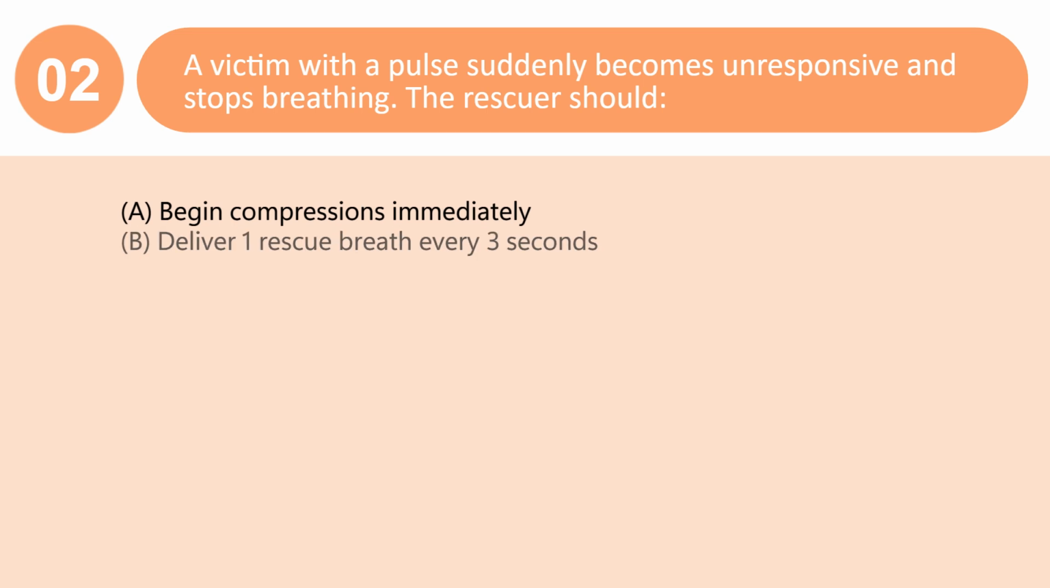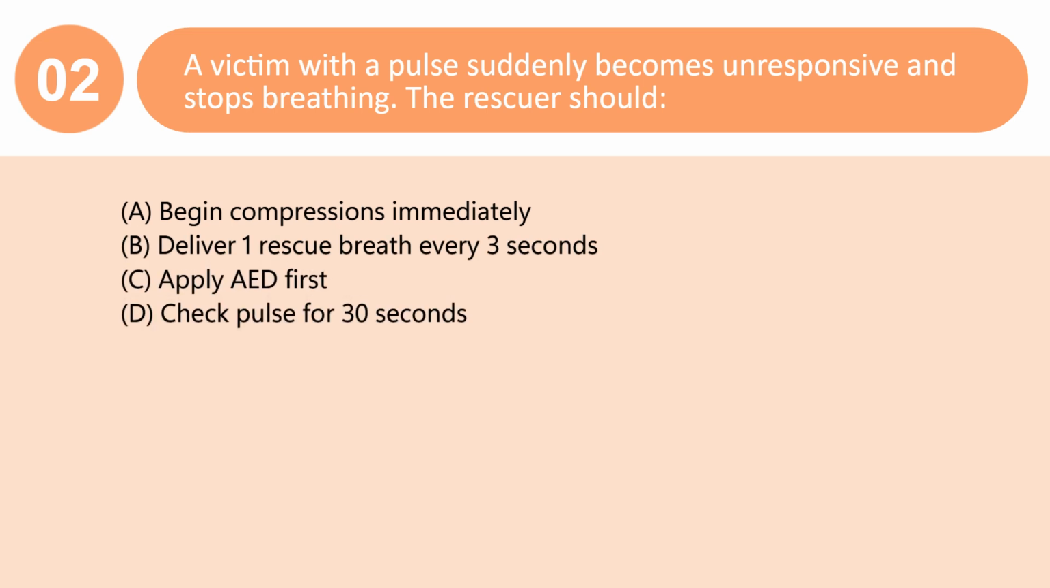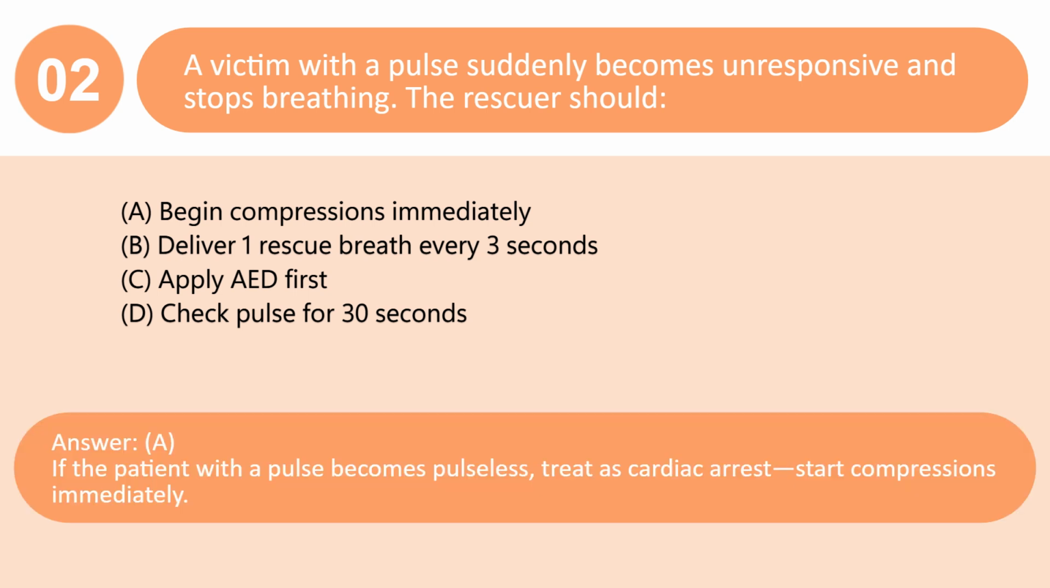A victim with a pulse suddenly becomes unresponsive and stops breathing. The rescuer should: A. Begin compressions immediately. B. Deliver 1 rescue breath every 3 seconds. C. Apply AED first. D. Check pulse for 30 seconds. Answer: A. If the patient with a pulse becomes pulseless, treat as cardiac arrest, start compressions immediately.